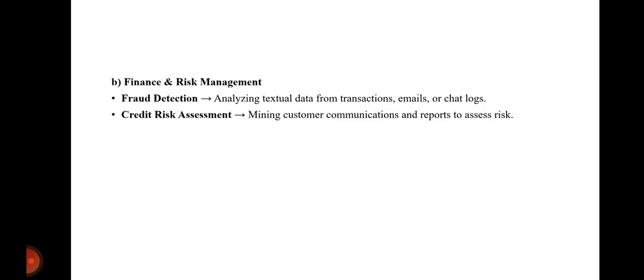And also in finance and risk management, analyzing textual data from transactions, emails, or chat logs is used for fraud detection, and mining customer communications and reports to assess risk.